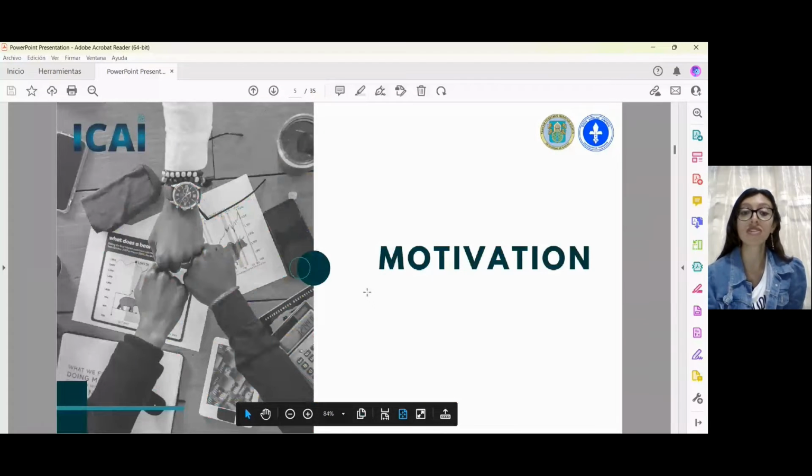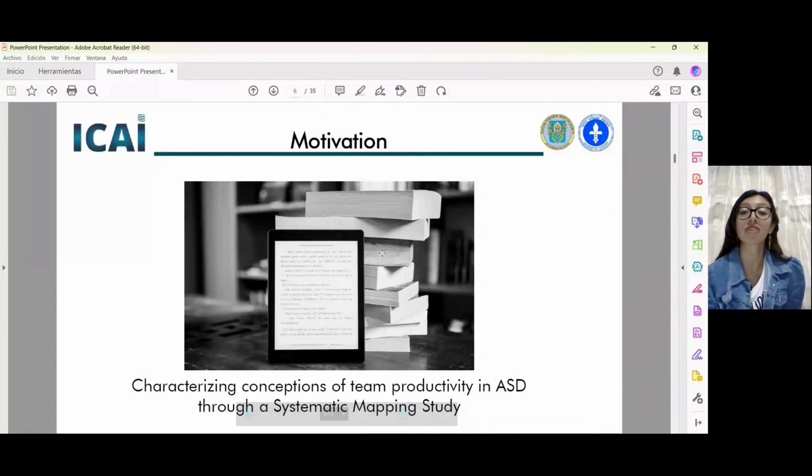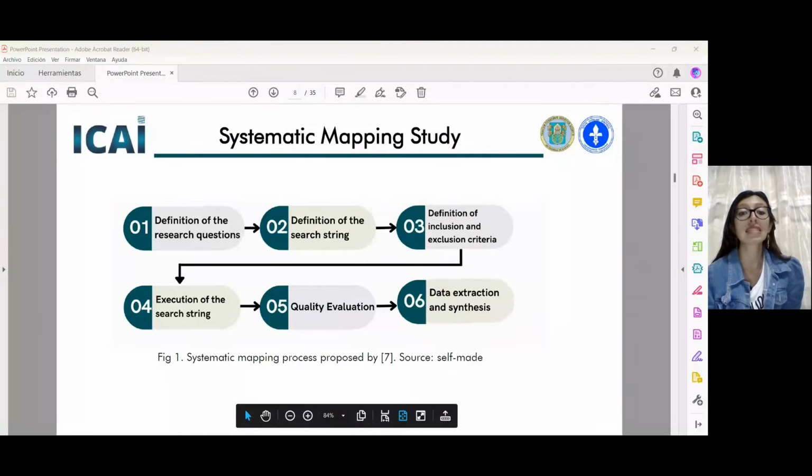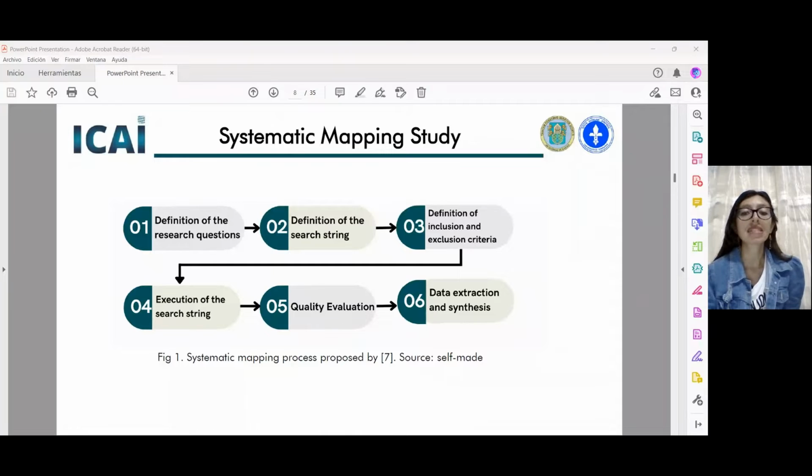Next, our motivation is characterizing conception of team productivity in ASD through a systematic mapping study. Methodology. To conduct a systematic mapping study on team productivity in ASD, the present study is guided by the systematic, orderly, methodical, and replicable process proposed by Petersen. The stages considered in this process are detailed in this figure.